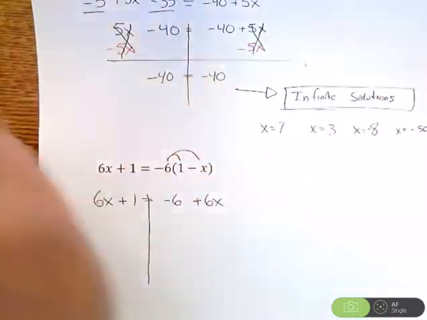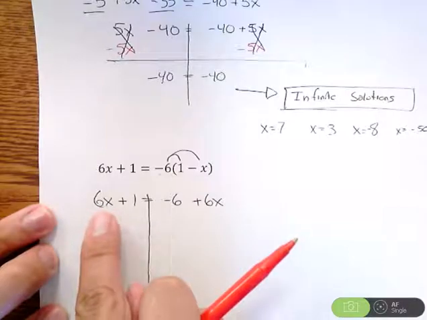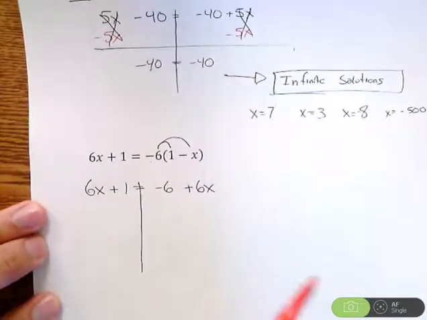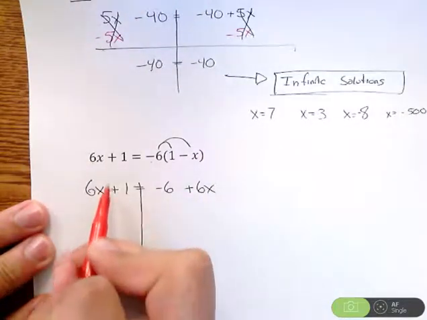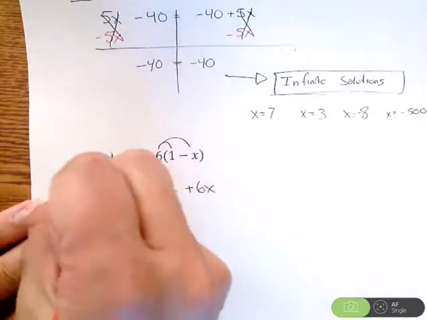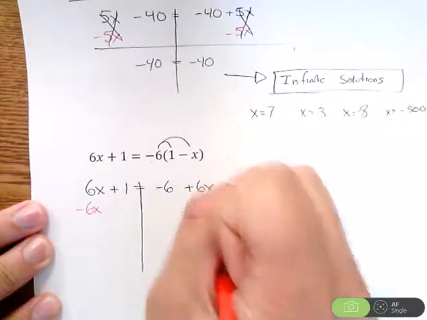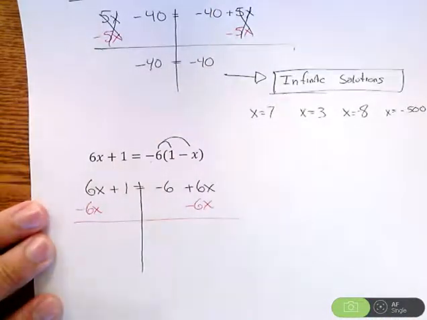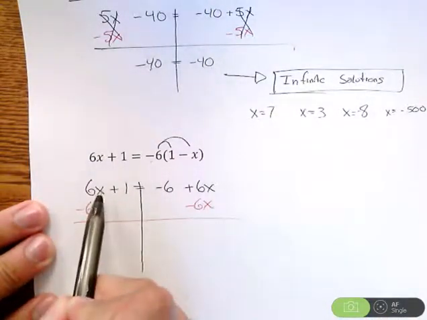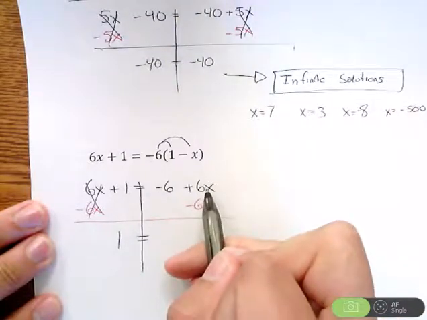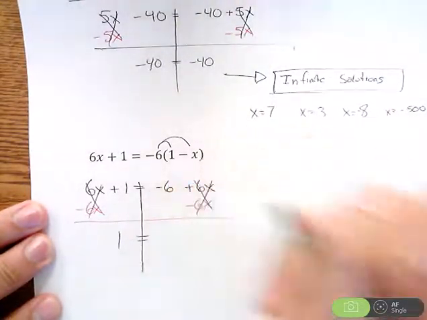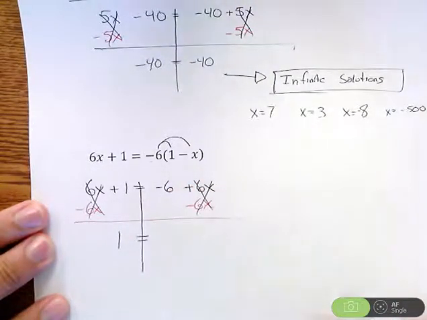Now I'm ready to solve this. I see I have x's on both the left and the right, and I would like to get those together. I'm going to take this 6x and move it to the right side, so the opposite of 6x is minus 6x on both sides. On the left, 6x minus 6x is 0, so I have a 1. On the right side, I have a 6x minus a 6x, which are opposites, so we get 0 again. All that's left is a -6.